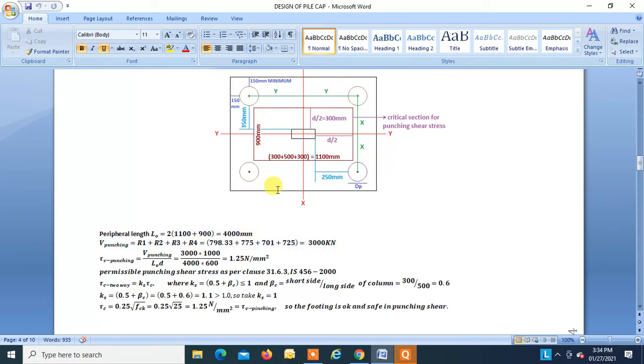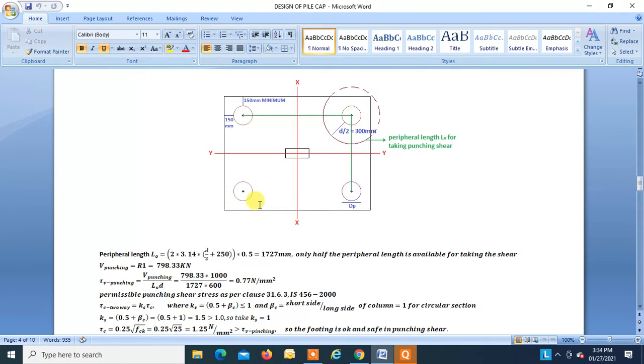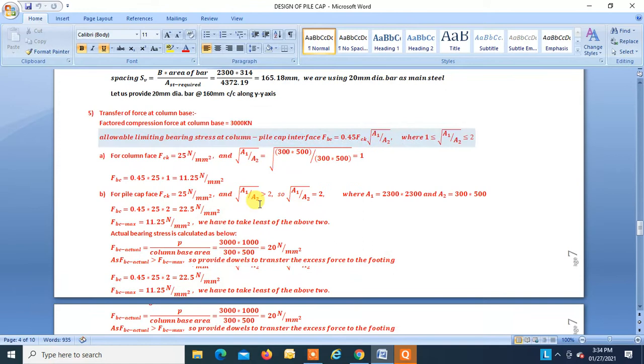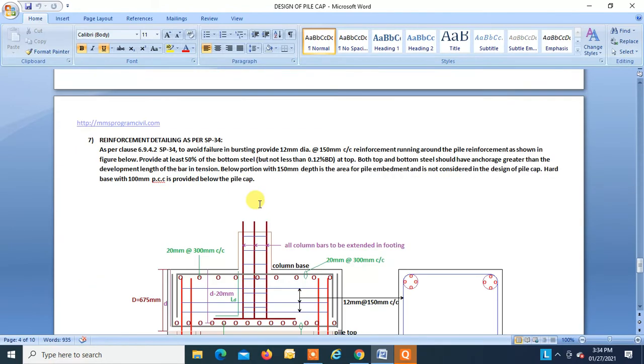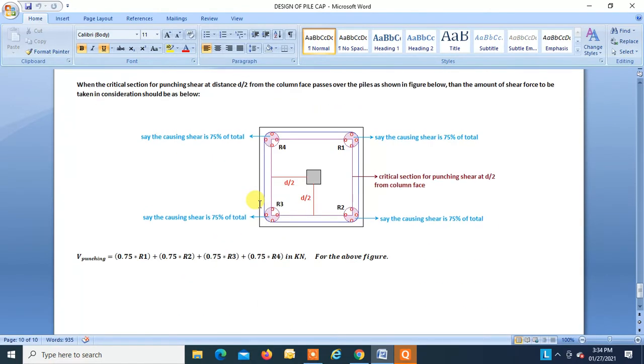Now a question comes to our mind: if this section had fallen on the pile, then how would we have calculated the punching shear? So let us take an example. Let me explain it through a figure. These are our 4 piles.